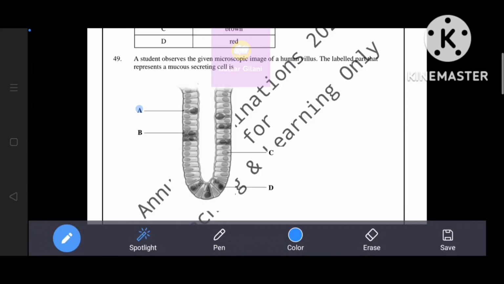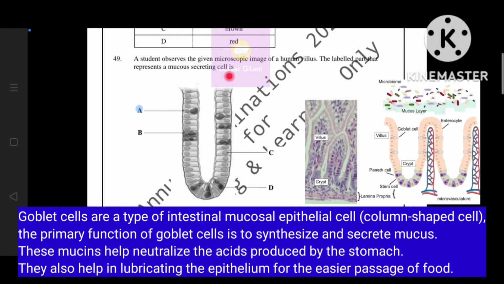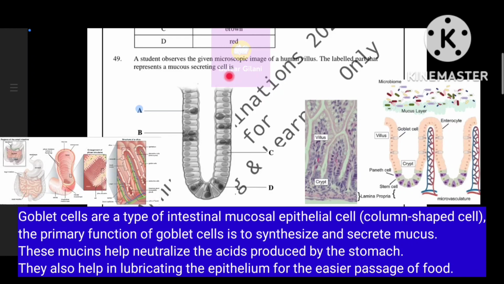Next question. A student observes the given microscopic image of a human villus. The labeled part that represents a mucus secreting cell is. As you know, goblet cells is a column-shaped cell. Primary function is to synthesize and secrete mucus. और goblet cell हमें कहाँ नजर आ रहा है ऑप्शन A में. That's why A is the correct answer. हमने इस शेप को देख के आइडेंटिफाई किया.